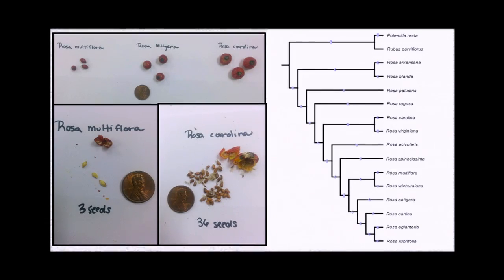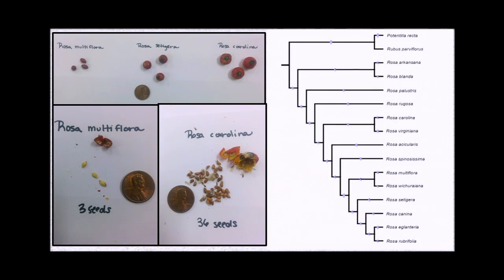And so to test that idea, she measured seed size across a broad variety of different rose species, and she considered the evolutionary relationships among roses. So this is an example of the rose phylogeny on the right. And she did this because she thought seed size would be similar between closely related species. So if evolution has structured seed size, then you would expect that closely related species would have similar seed size.